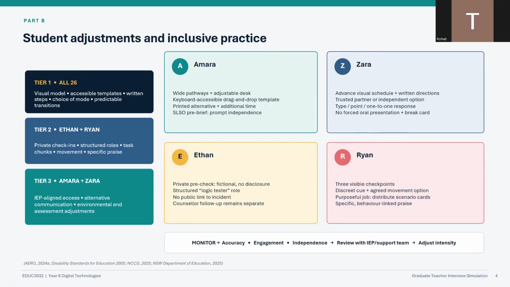And then I would monitor each support through accuracy and engagement. I record brief evidence as well, review it over time, and adjust accordingly.